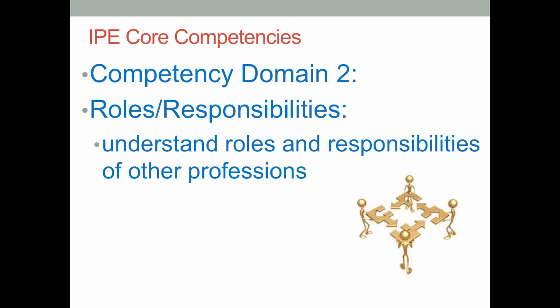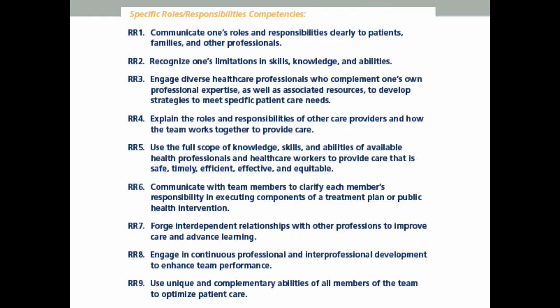The second core competency is this idea that we all have our own role and responsibility, and our goal then is to understand what those roles are and understand the roles of other professionals. So some of the key ones there are to be able to communicate your role to both the patient, family, and other professionals. And we get this even when we're just introducing ourselves. It's really important for patients to know who we are, what department we're with, and what we're there to do. Recognize our own limitations in skills, knowledge, and abilities. We are not everything to everyone, and we need to recognize when we need help from other people.